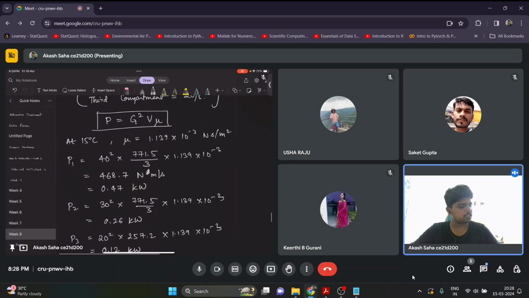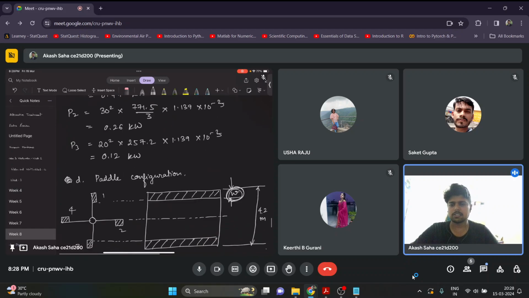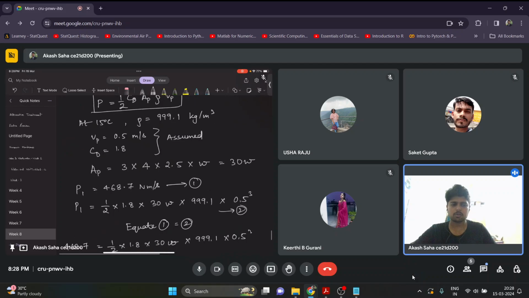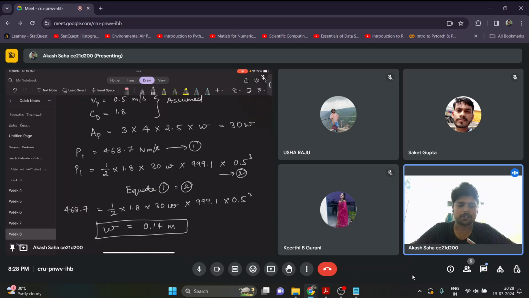So if you see all these equations, we are familiar. P is equal to G square V mu, then this paddle configuration. So if you want to completely design a flocculator, then this is the way. Okay. Maybe you can go through it once again in your free time from my YouTube channel, because I will upload this again. Is there any confusion in any part? Please let me know, then I will explain it. Like why we have done this, why we have done that, any confusion.